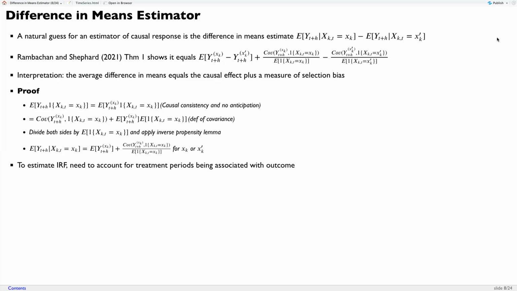propensity lemma, we get the conditional expectation of the outcome given the treatment. And on the right-hand side, we get the expectation of the potential outcome, that's what we want to measure, plus this covariance term, which represents the selection bias. And so this difference in means estimator for the IRF is not going to identify the causal effect unless we can say that this covariance is 0.